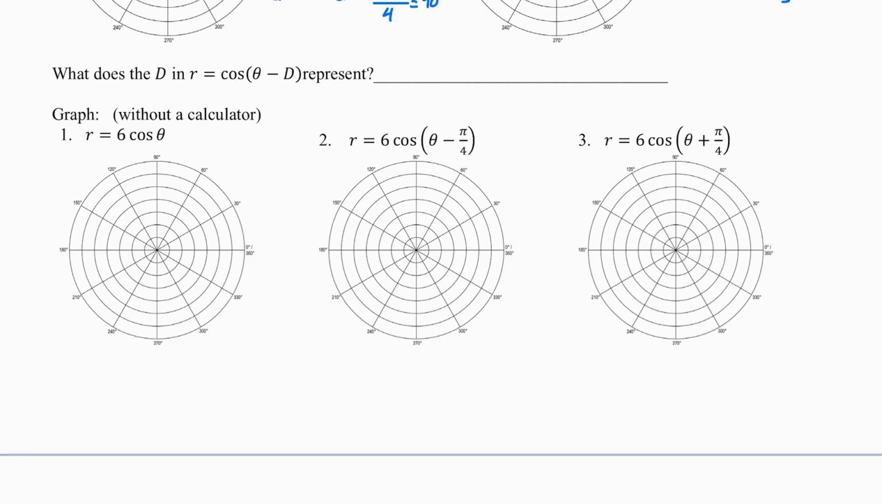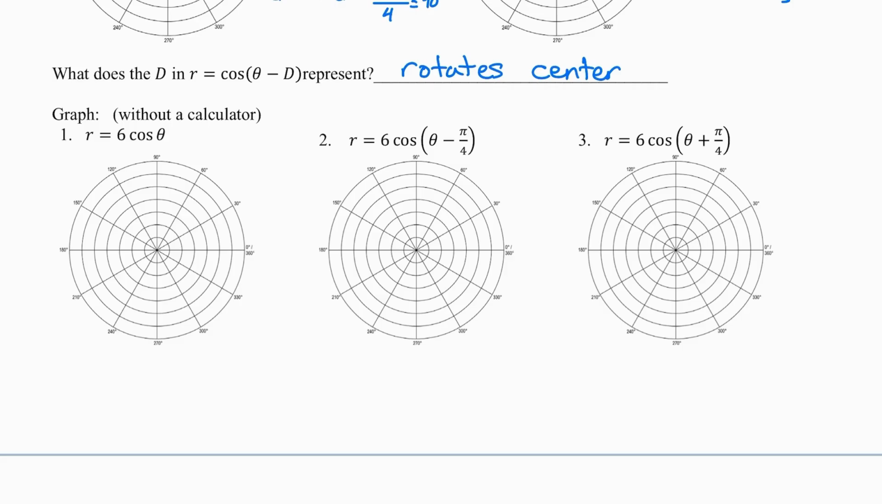So this next thing that we're going to talk about is when we're subtracting or adding something on the inside of the trig function. If you remember back to transformations of functions, when we add or subtract things to the input, it shifts our graph left and right. But how do we shift left and right in polar? Well, we don't. What we end up doing is rotating it, and to be more specific, we rotate the center of our polar graph.